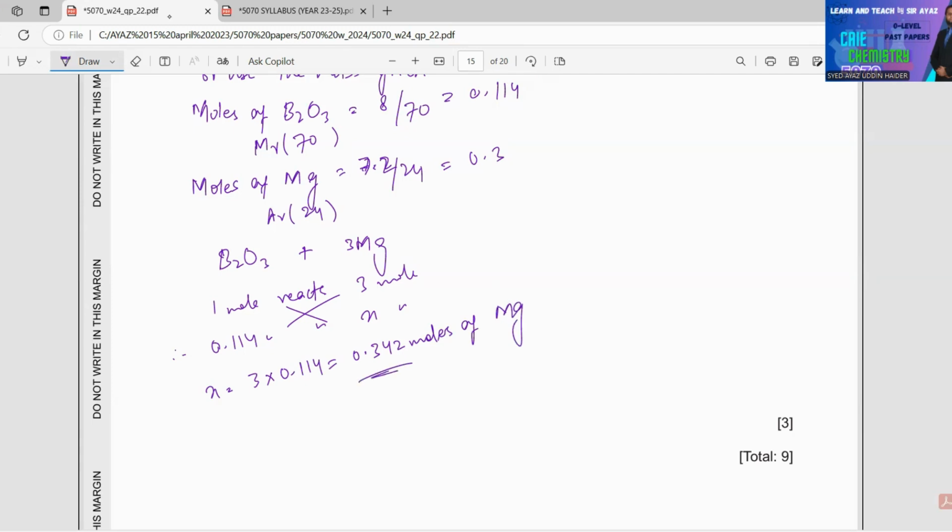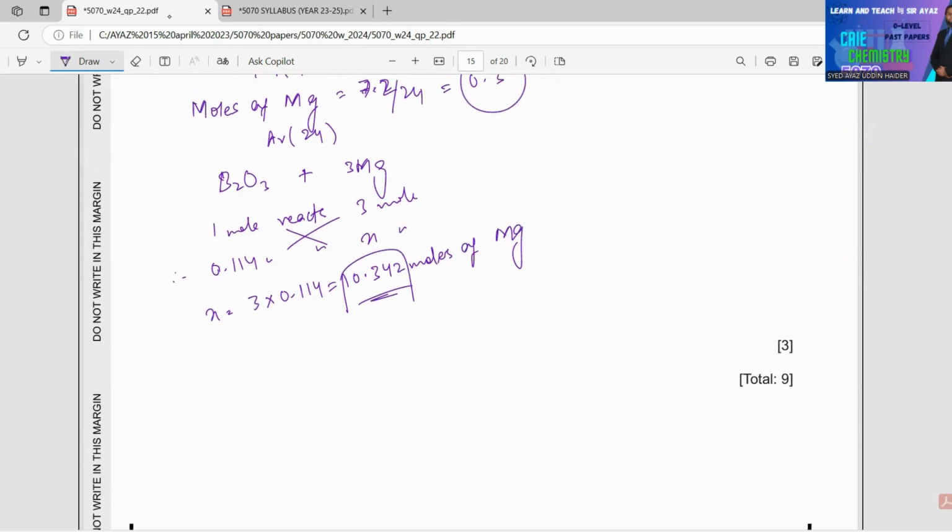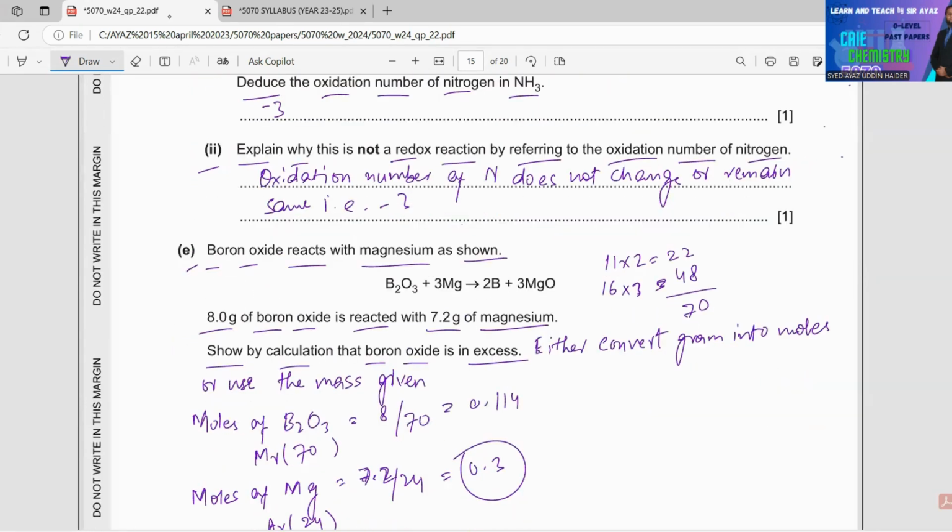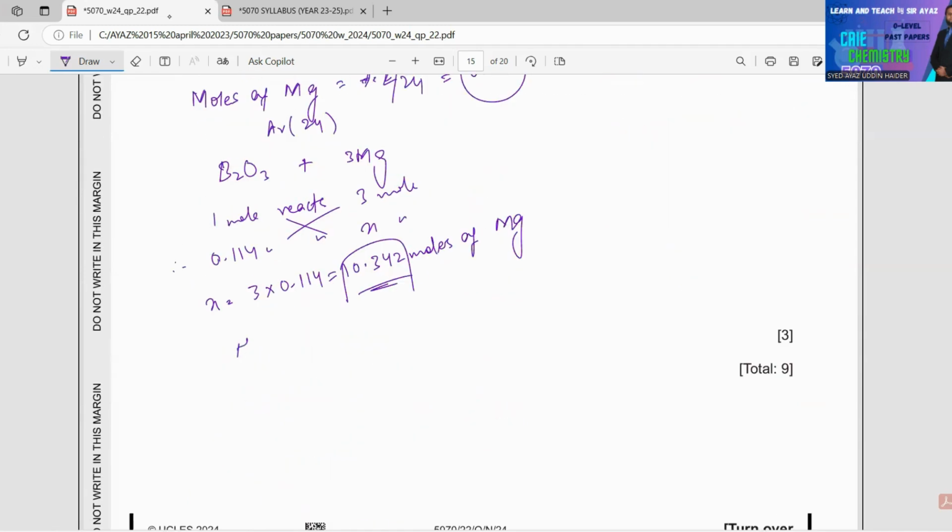Here the requirement is higher, so we have magnesium as the limiting reactant, or B2O3 is in excess. Boron oxide is in excess. So you write: hence proved that boron oxide is in excess.